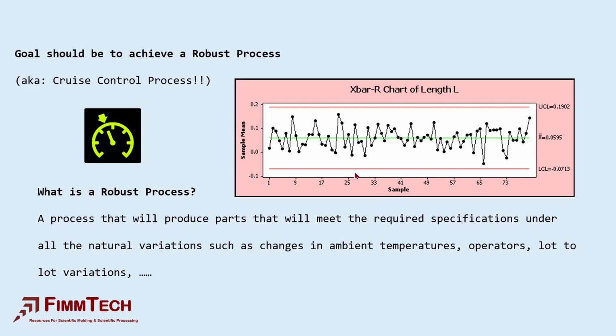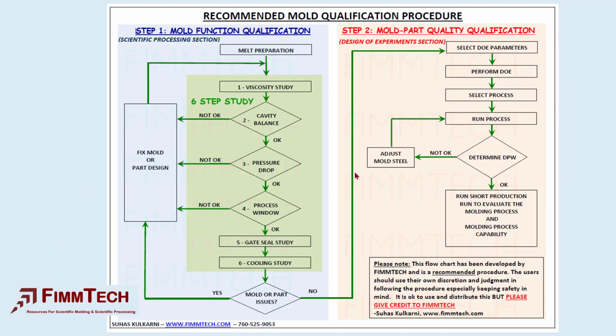Robustness is basically defined as having a process that is immune to all the natural variations. So I have developed a 2-step process for process development. The first one is called the mold function qualification, also called the scientific molding studies, where I not only find out an optimum setting, but I also find out the range of those optimum settings, because it is these ranges that I use to perform the DOEs in the DOE section to find out what is the exact setting where I can make good parts and if that process that I come up with is going to be robust or not.